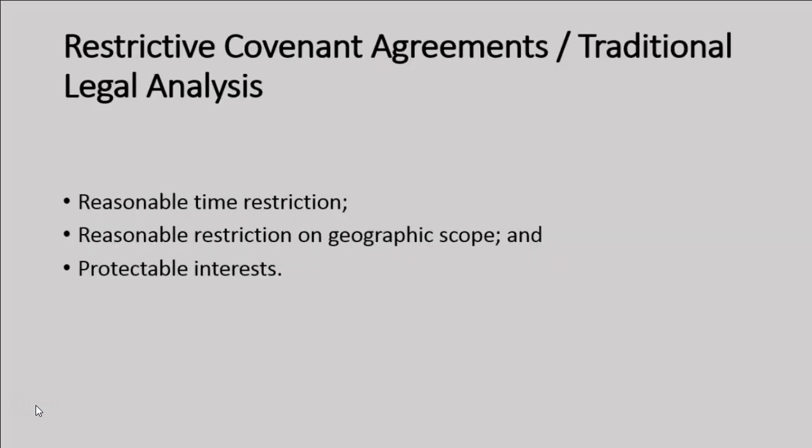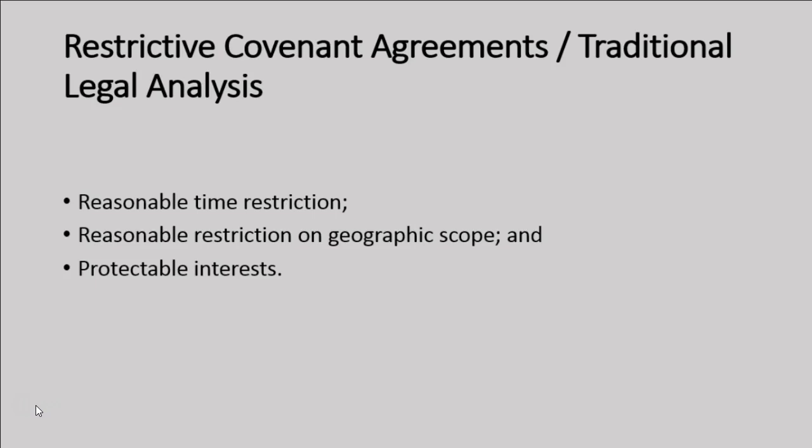Let's look at restrictive covenant agreements with regard to traditional legal analysis. Traditionally, the enforceability of the restrictive covenant is based on three criteria. One, is there a reasonable time restriction? For example, a 1-year restriction may not be unreasonable, whereas a 5-year time restriction may be considered unreasonable.